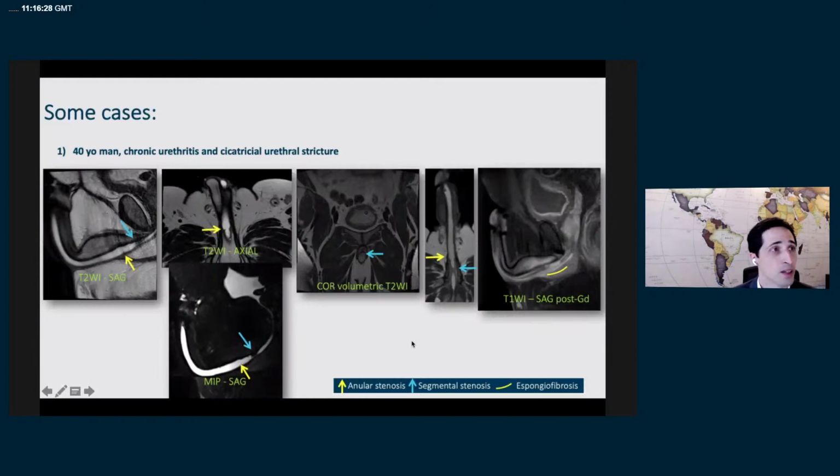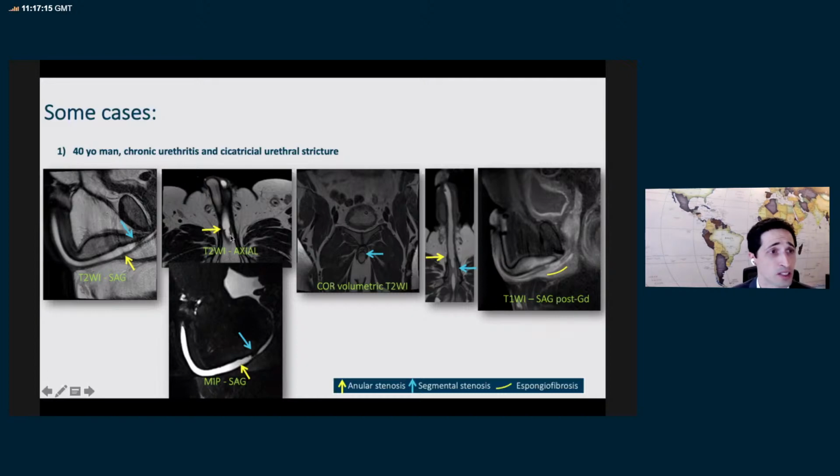Let's see a case. We can see here a case of a 40-year-old man with chronic urethritis and cicatricial stricture. We have 2 points of stricture in this case. This is a focal annular stricture, and this is a segmental stenosis. So one advantage of MRI is that you can study multiple stenoses, because the liquid that distends the lumen allows you to see not only one stenosis, but all the multiple stenoses.